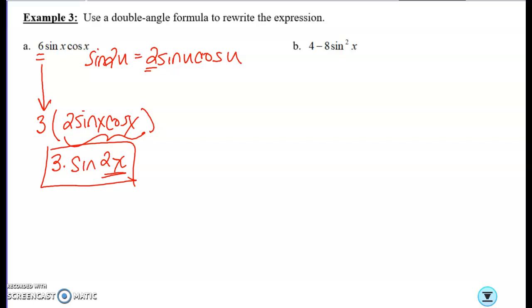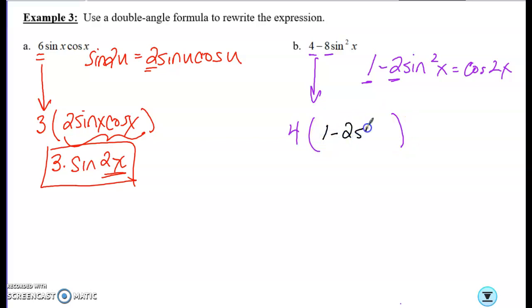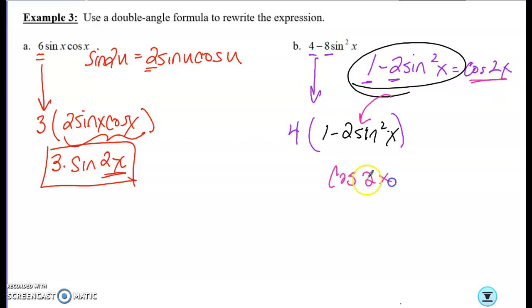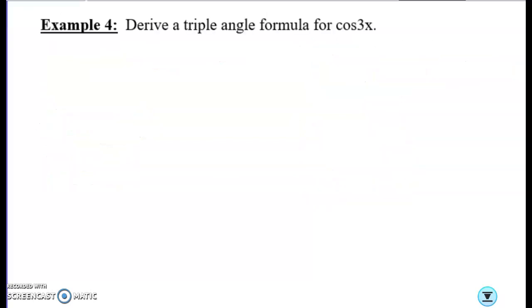This one, if I look at this one, it reminds me of the pattern of 1 minus 2 sine squared of x, which is the cosine double angle identity. So the only thing that's different here is I have a 4 and an 8. Here I have a 1 and a 2. So if I take my 4 out of this one, I would have left 1 minus 2 sine squared of x, which is exactly what I have here. So now I can just substitute in right here the cosine of 2x, and this simplifies to 4 times the cosine of 2x.